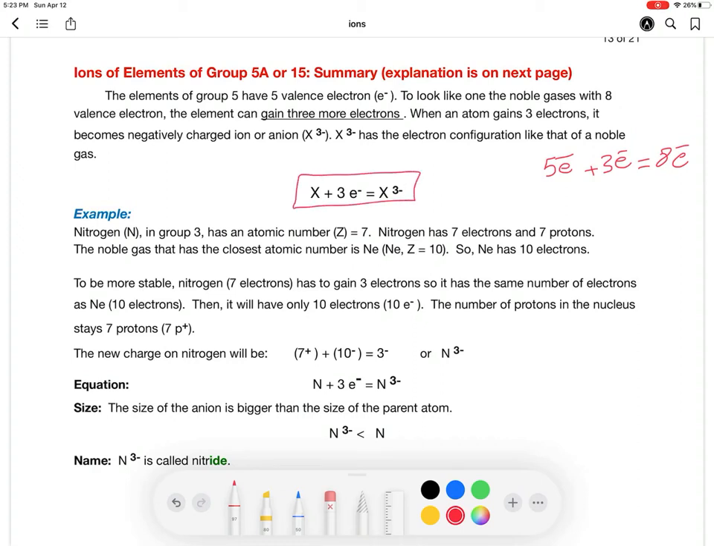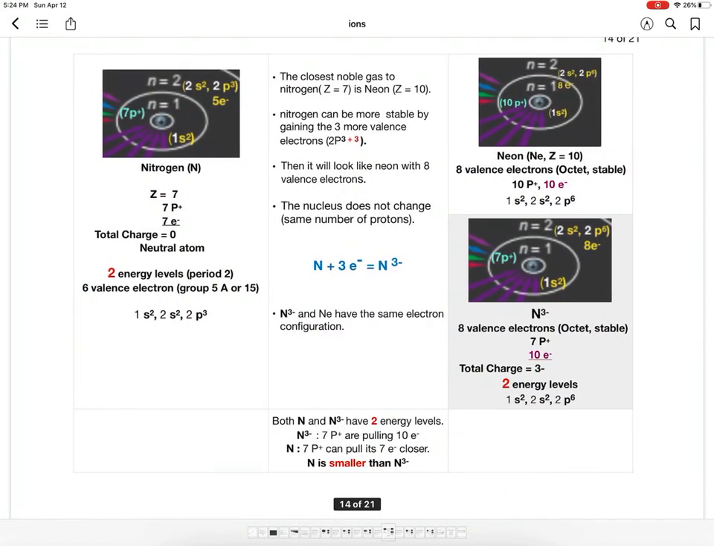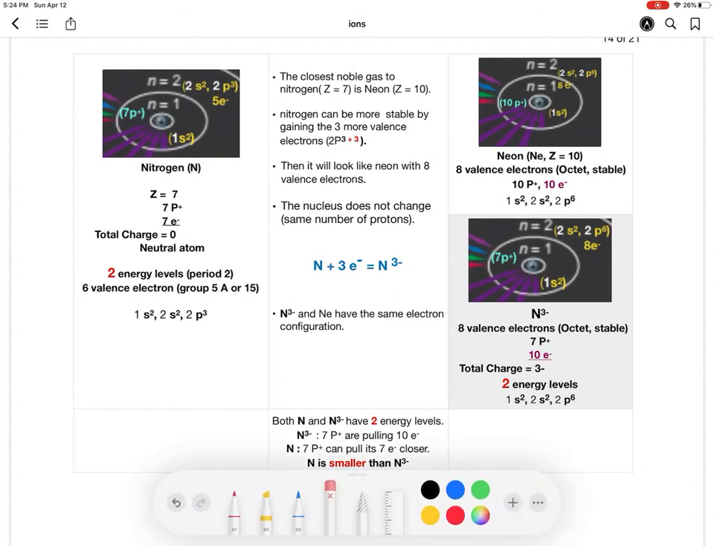When an atom gains 3 electrons, it will have 3 extra negative charges, and now it's an anion. So all elements of group 5 form anions.